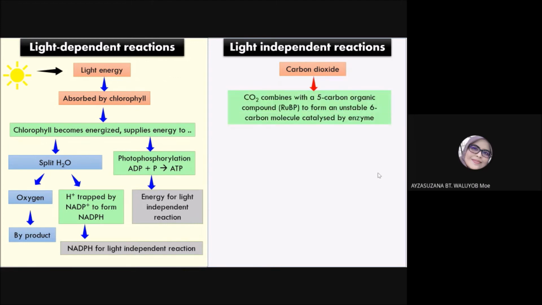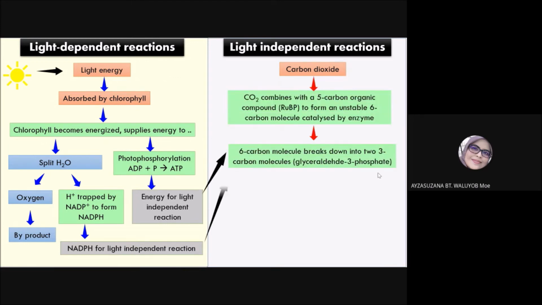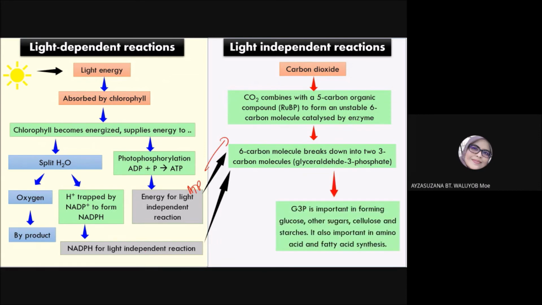Then carbon dioxide. So this energy, ATP, is used by the light independent reaction, and NADPH is also used in the light independent reaction. So the product is glucose, sugars, cellulose, and starch. It is also important in amino acid and fatty acid synthesis. Yang digunakan untuk benda-benda sintesis fatty acid and amino acid.